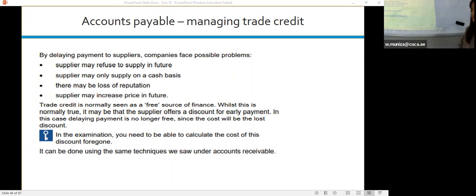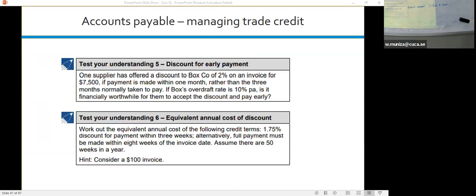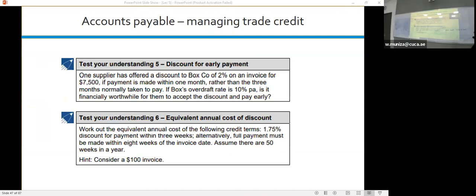So now in this case, if the annual discount cost, or equivalent discounting cost, is more than the rate of interest, then we should be availing the discount, otherwise not. So this is contrary to the previous principle. Now, understanding number five is there.